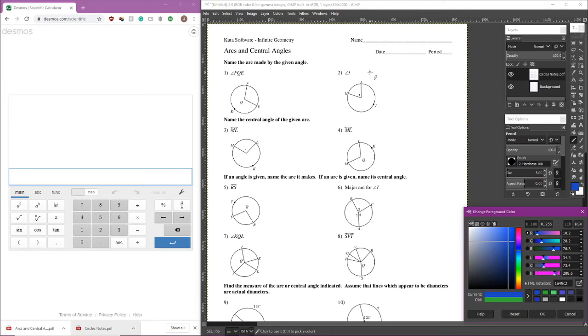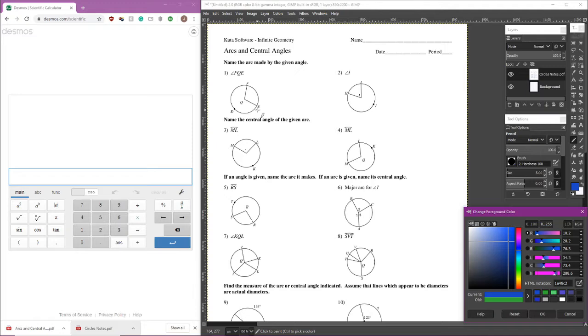Okay, so here's the assignment for today. We're going to take what we learned from the notes and apply it to this worksheet. The first task that you have to do is name the arc made by the given angle. You know it's an angle because you have the angle symbol and then you have 3 letters to name it. F, Q, E. So start at F, go to Q, go to E, and you can see that it names this angle that I'm outlining right now.